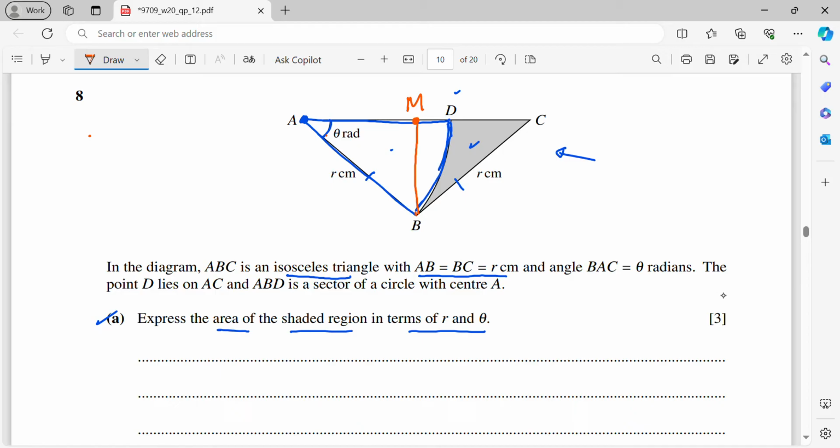So then I will find the AM, then I will find the BM, because I have the R and I have the theta here. I can use the right angle triangle, the sine cos tangent method to find the AM and BM, because you need to leave your answer in R and theta. So if I can find this triangle AMB, then I can find the whole triangle ABC. That means it's double of the AMB. Then I will minus the area of the sector. Therefore, I'm getting the area of the shaded region. So that's the idea to solve this question.